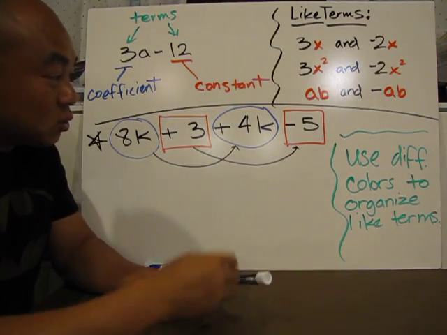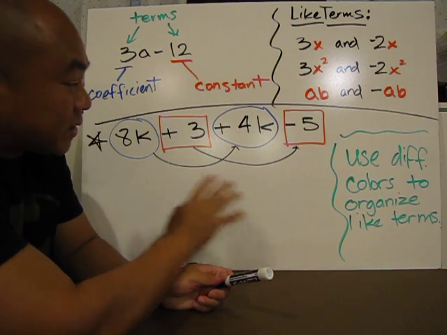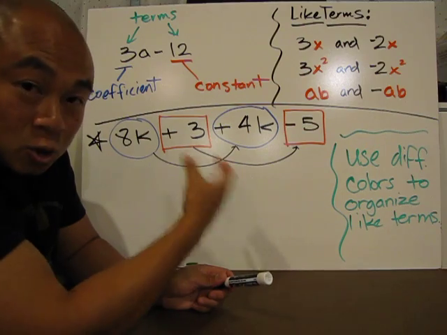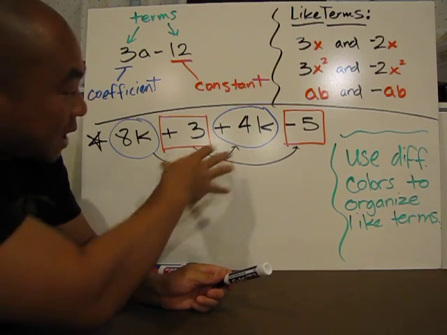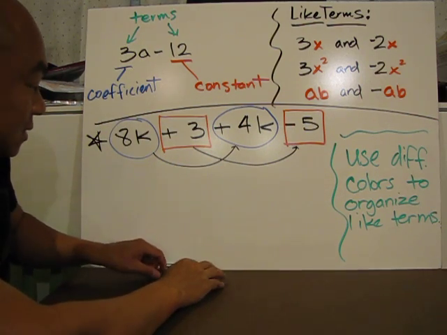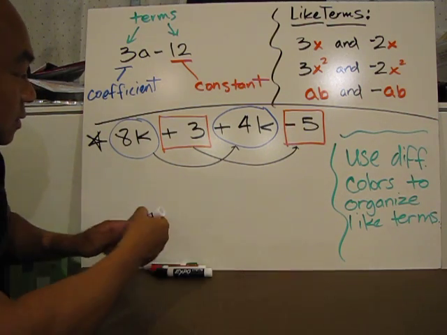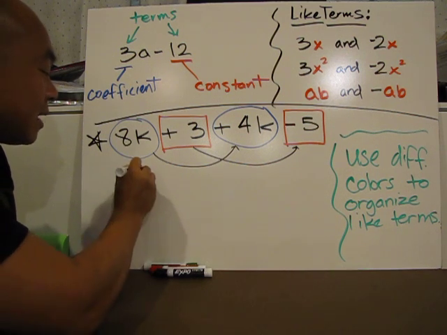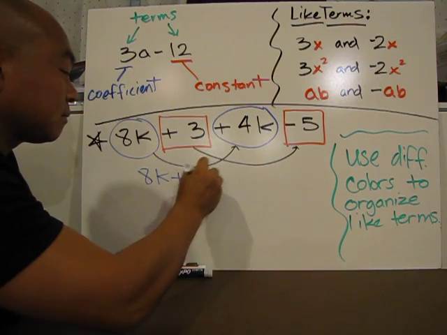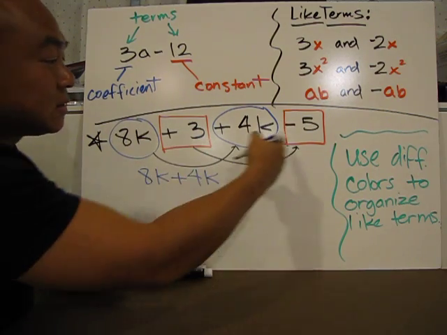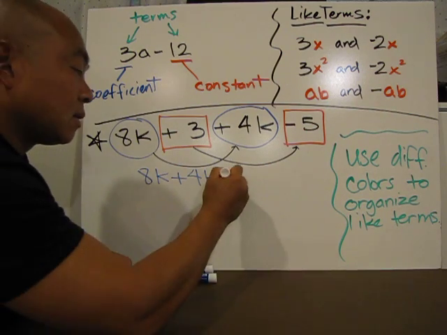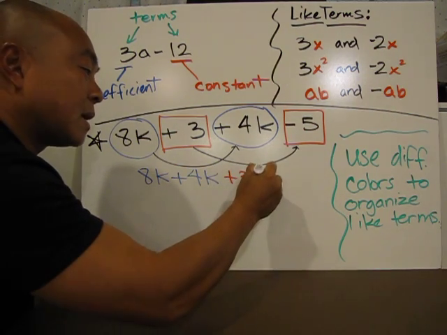For some people who can do this without rewriting it out, that's perfectly fine. But if you are not that strong right now with this particular concept, I would rewrite it so that all things are together. So let me just rewrite this. Let's start off with our blue circles here. So we now have 8k plus 4k. Then I'm going to combine these two. So I have my plus 3 minus 5.